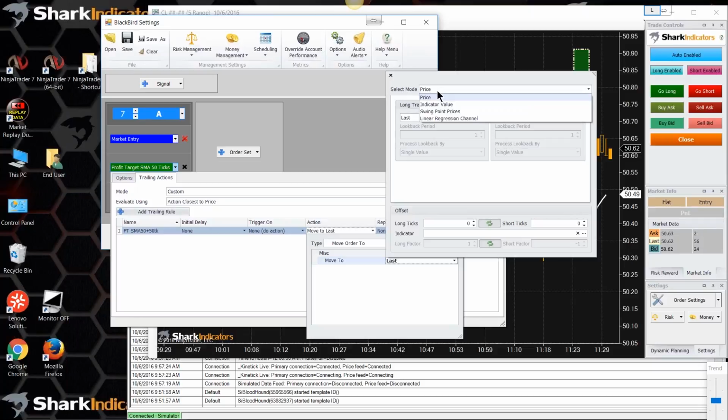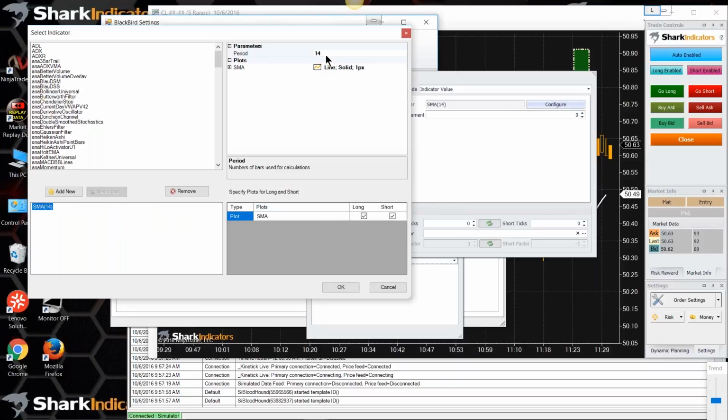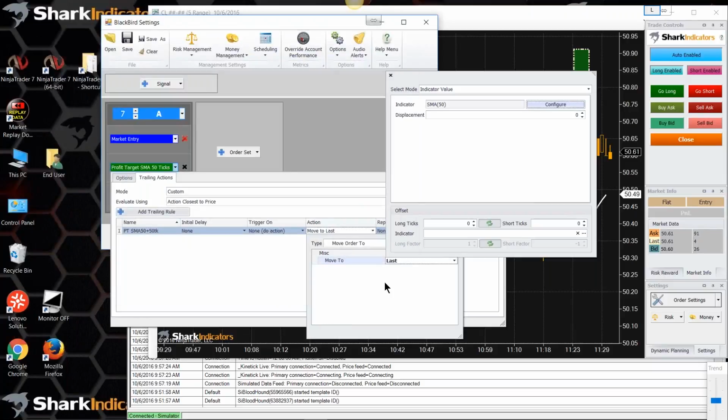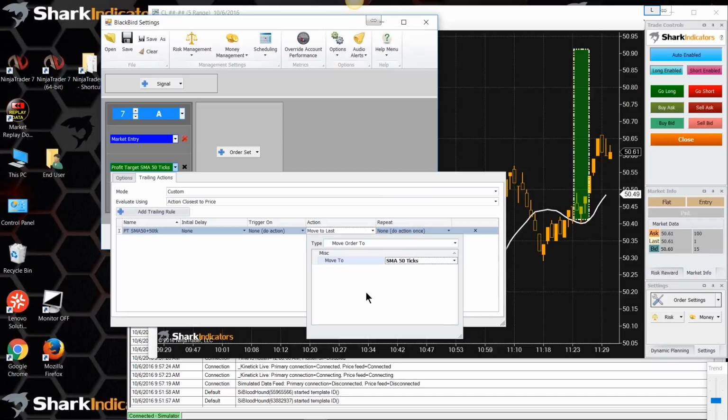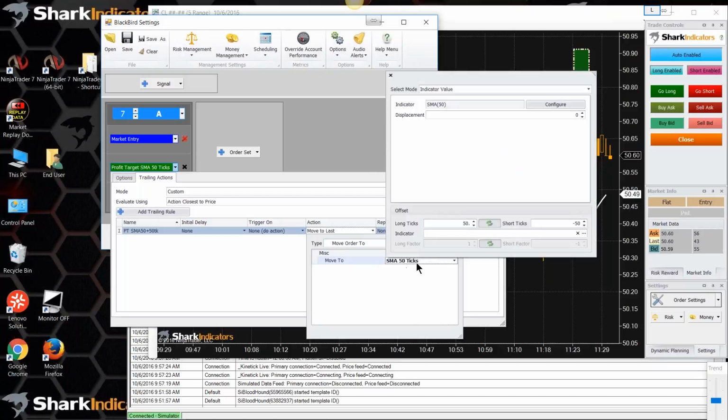We don't want to move it based on price. We want to move it based on an indicator value. So let's go in here. We have an SMA 14 set up by default. So let's change that to our 50 SMA. There we go. And again, we want a 50 tick offset. All right, so we have an SMA 50 plus 50 tick offset there.